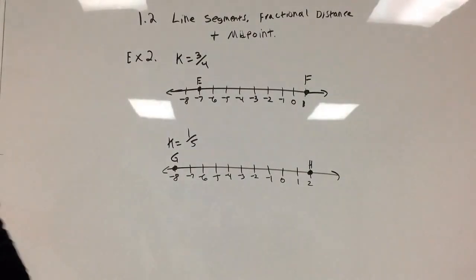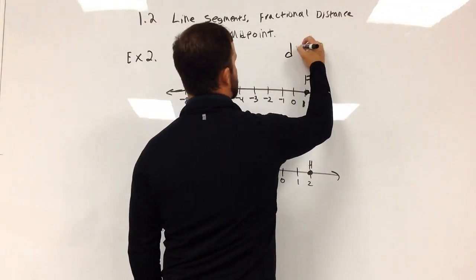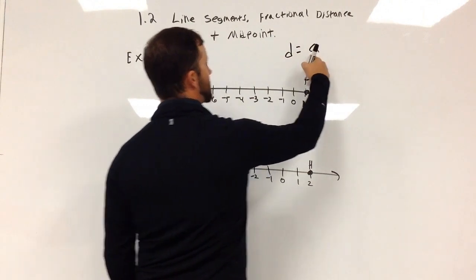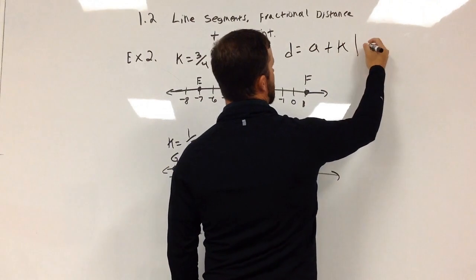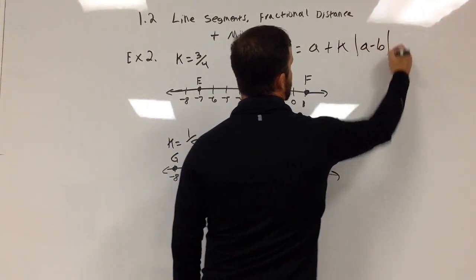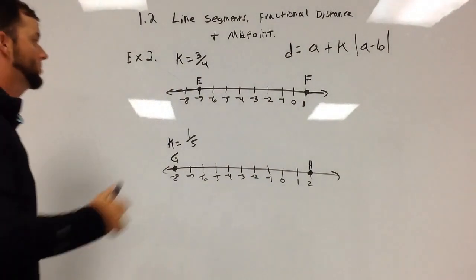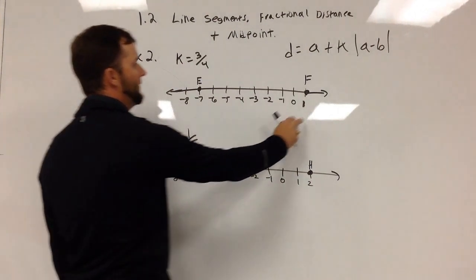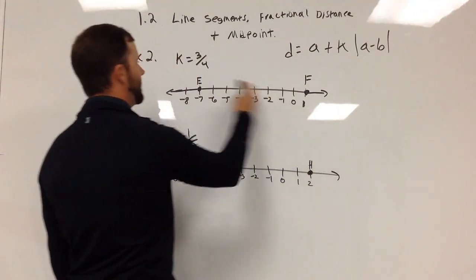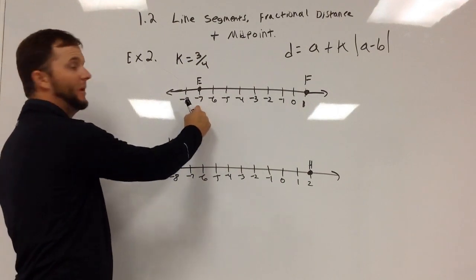Alright, and lastly here we're going to look at examples for fractional distance. So let's go ahead and remember, fractional distance is going to be the first coordinate plus k, which is my fractional distance, multiplied by the absolute value of a minus b, which is basically the distance formula. So let's go ahead and do this with E and F here. So it looks like E is sitting at negative 7 and F is sitting at positive 1. So I'm going to work from left to right here. So basically E is going to be negative 7, that's going to be my beginning point.